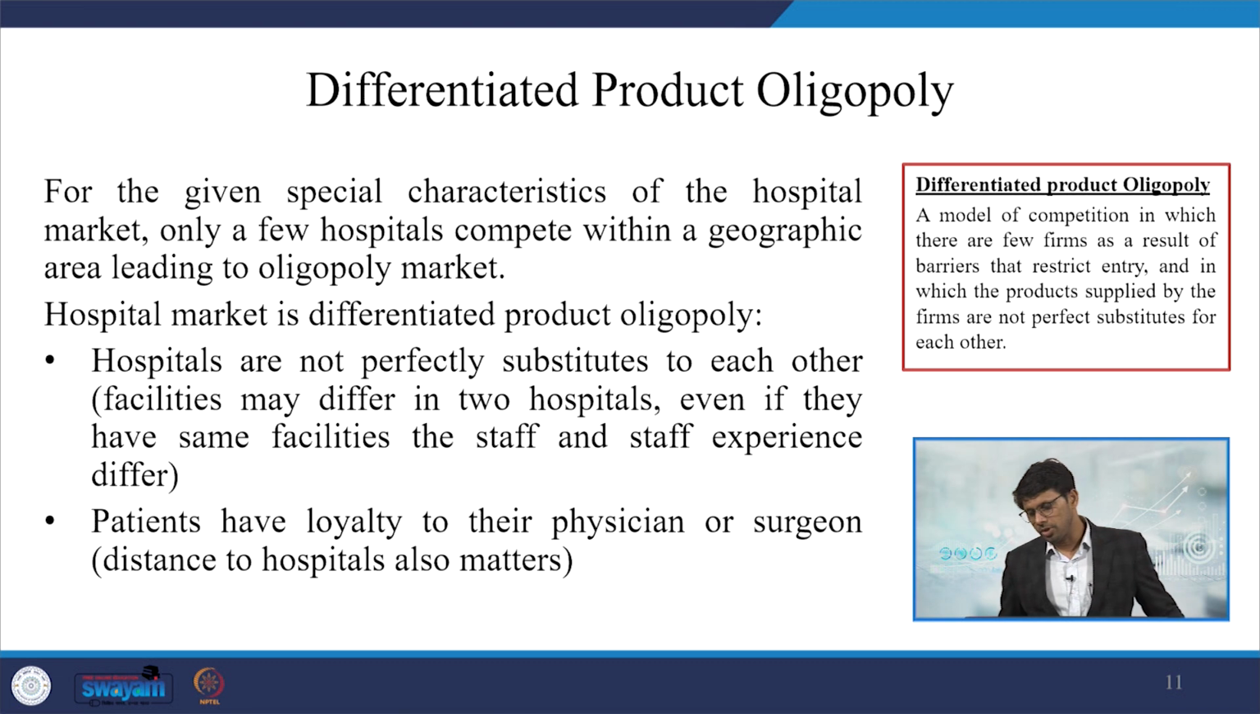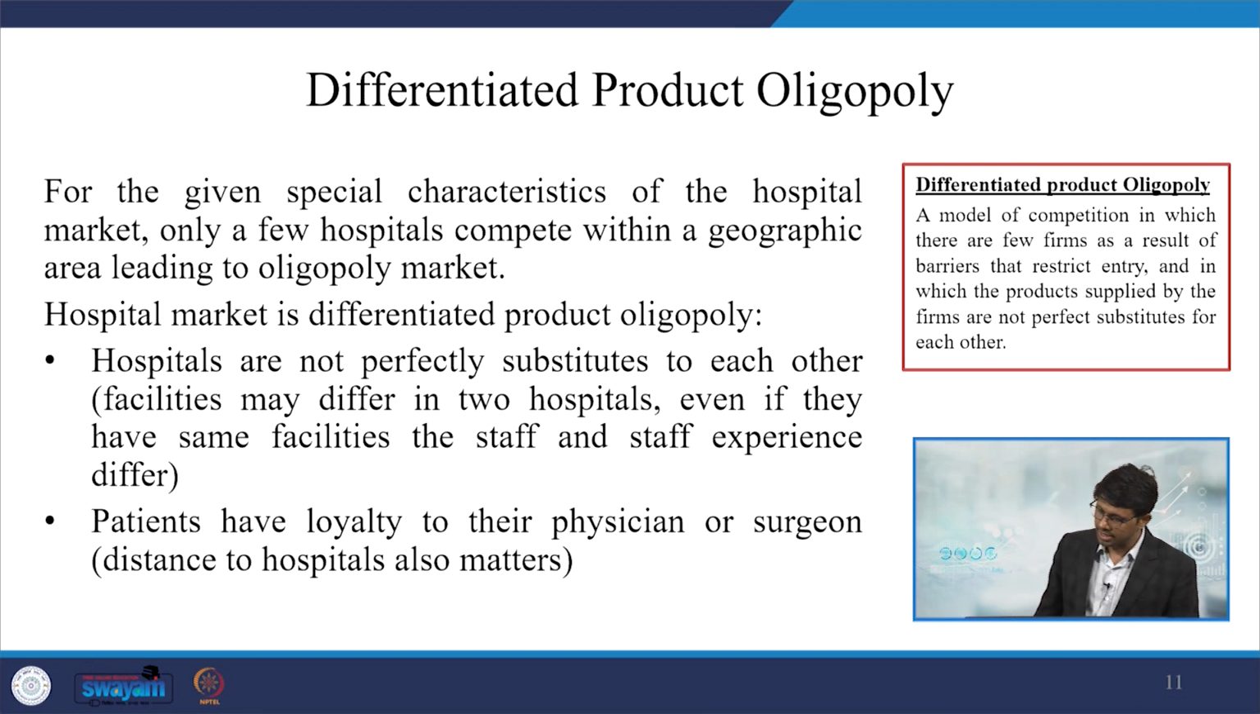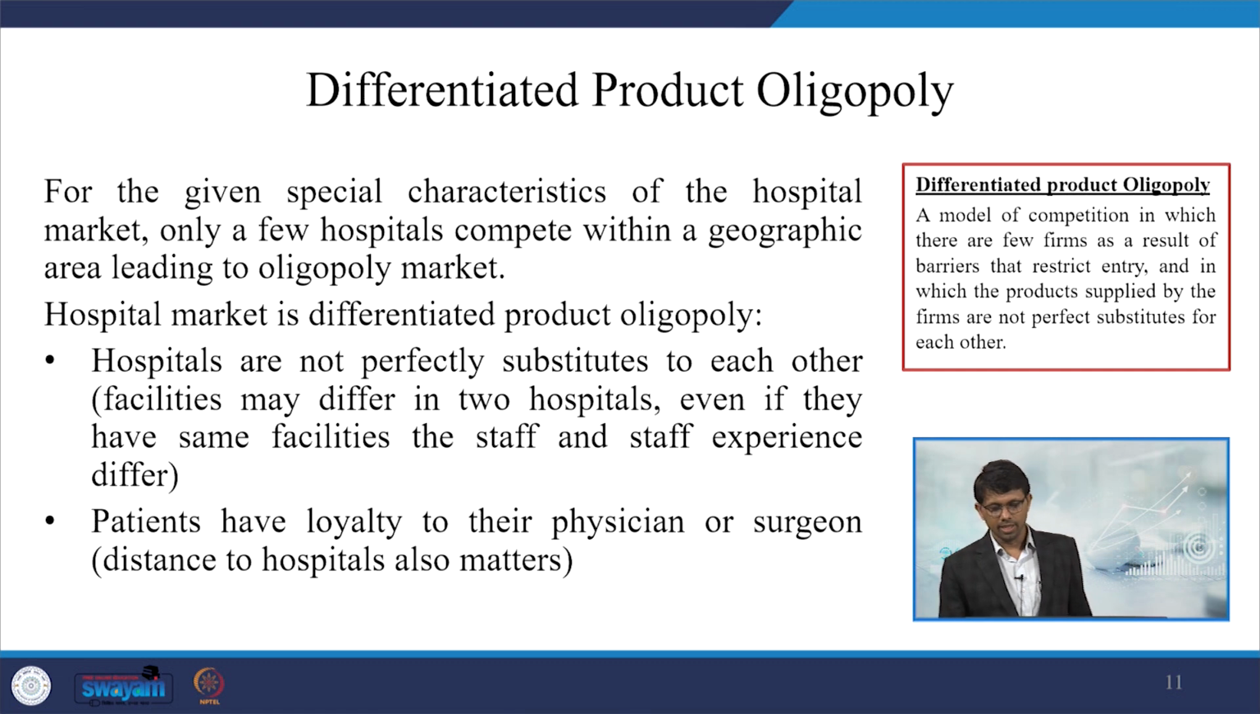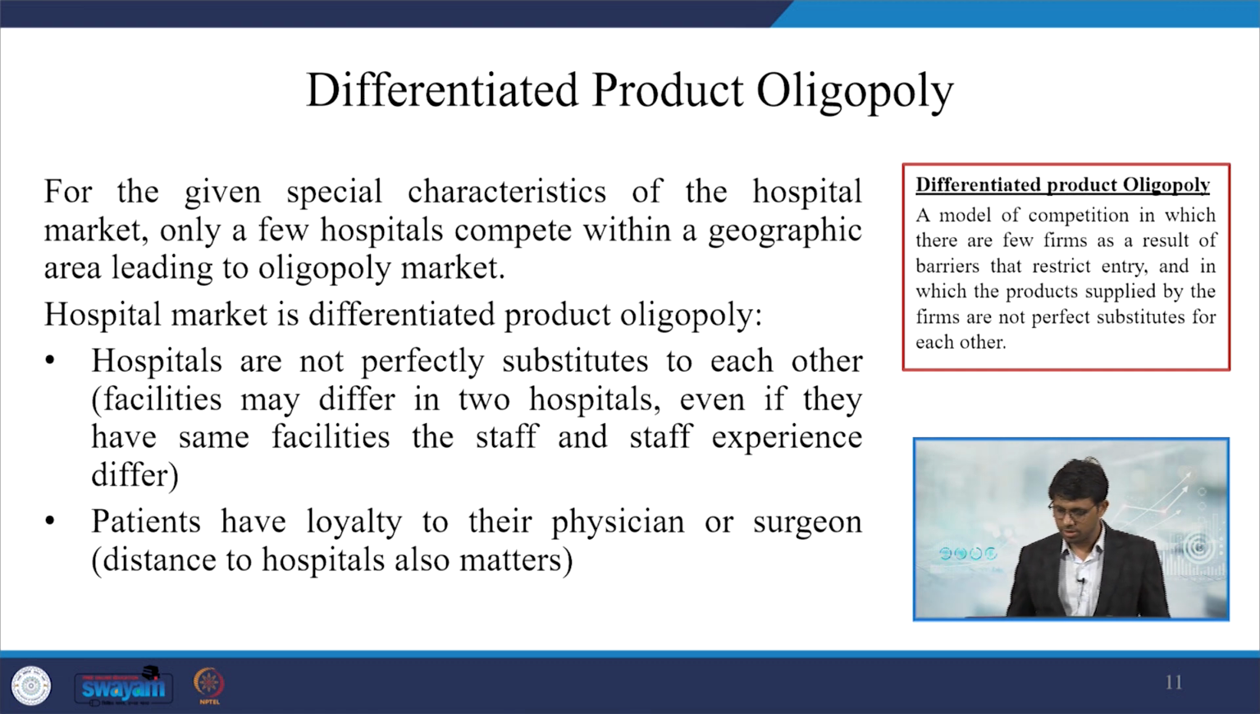A differentiated product oligopoly is defined as a model of competition in which there are few firms as a result of barriers that restrict entry, and in which the products supplied by the firms are not perfect substitutes for each other. So, to understand this differentiated oligopoly, you might have read it in microeconomics. To emphasize a few points, this is the key.